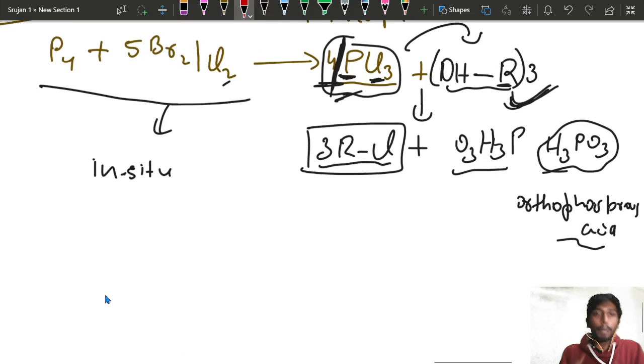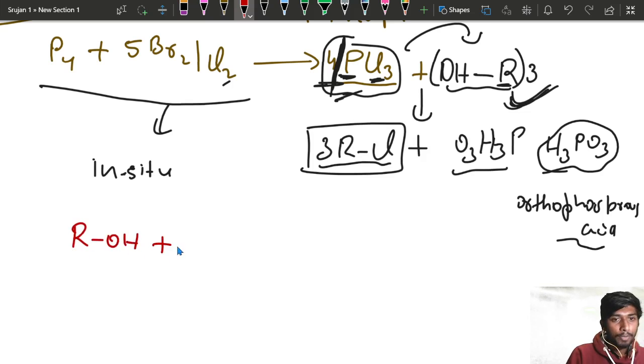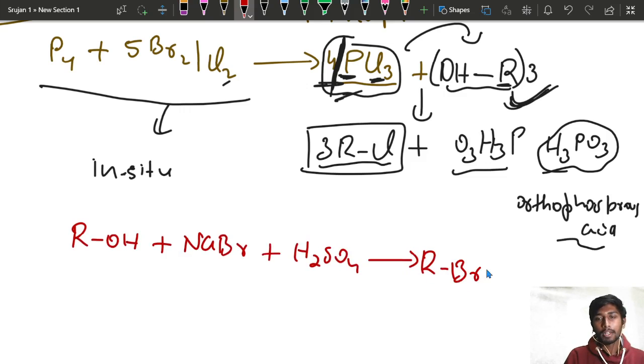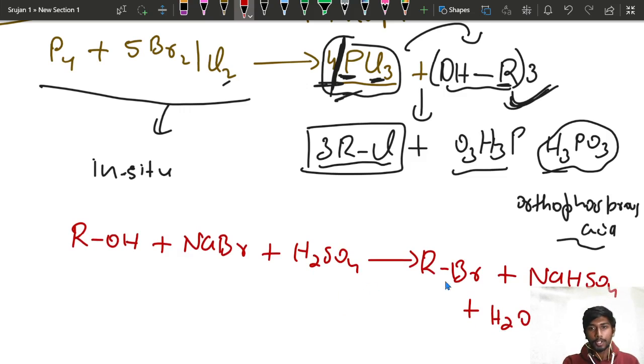Okay, so next thing you can prepare with the help of, these are all alcohol preparations, you are doing with alcohols itself. So next you can do with the help of ROH with NaBr, sodium bromide, and you are reacting this with H2SO4, sulfuric acid. This is giving you an alkyl bromide plus sodium bisulfate plus water.